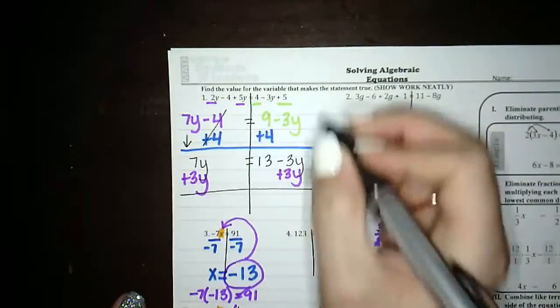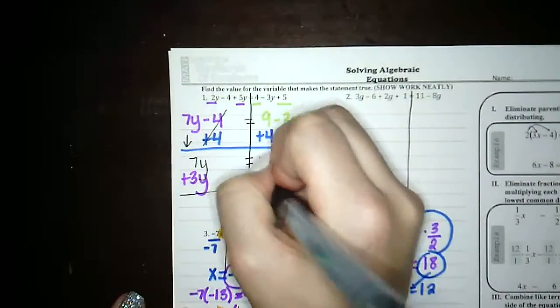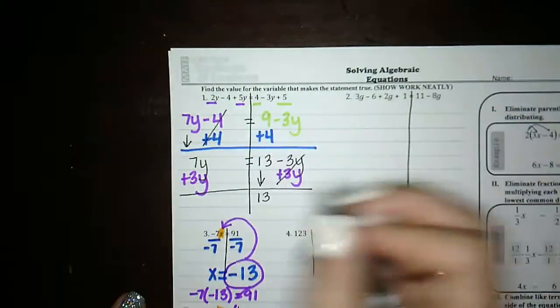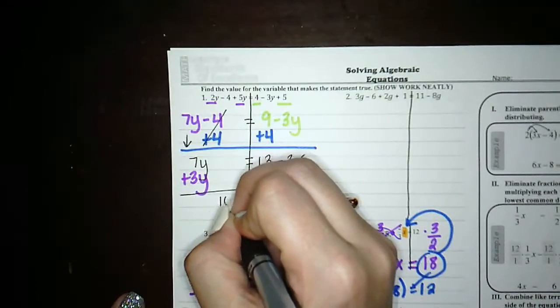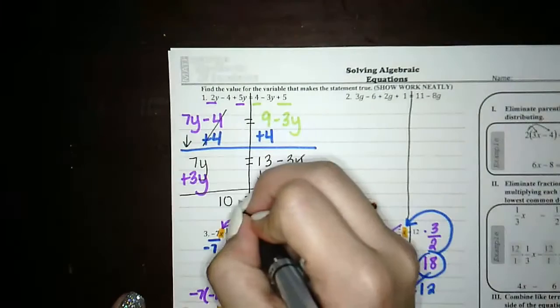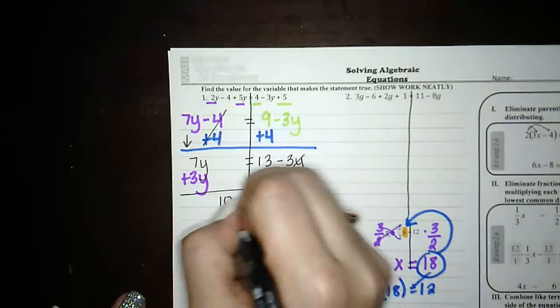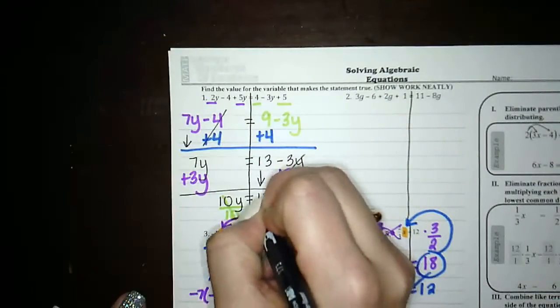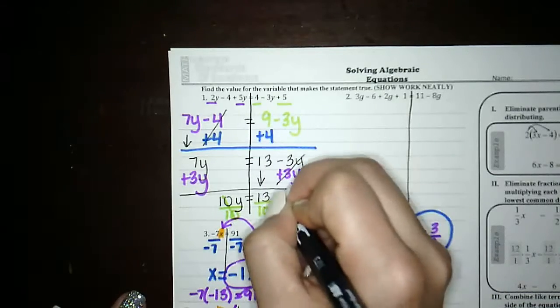And so negative 3y and positive 3y become 0. We're going to bring this 13 down. And then 7 plus 3 is 10y. And then our last step, 10 and y are being multiplied. So again, we do the inverse operation, which means to divide. And y equals 1.3.